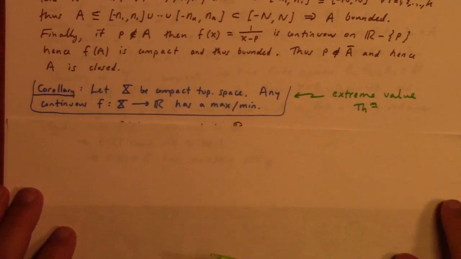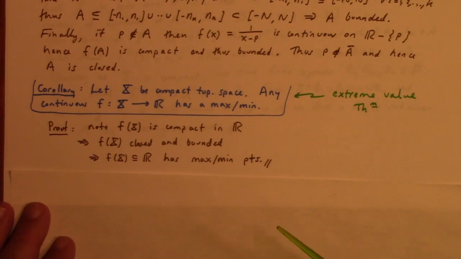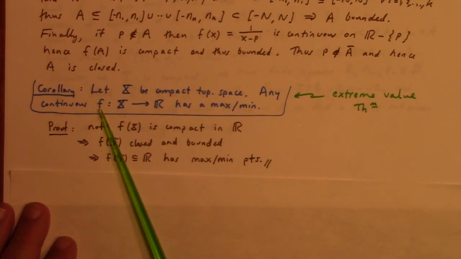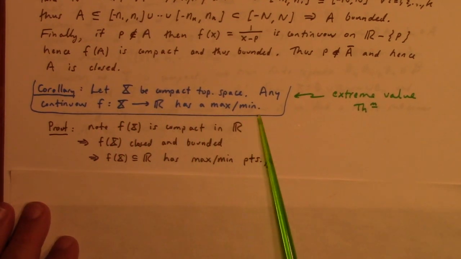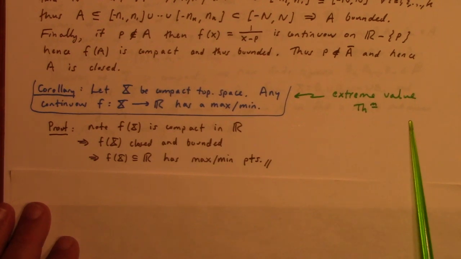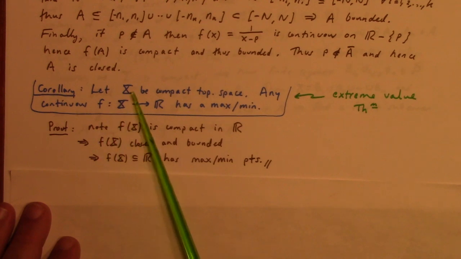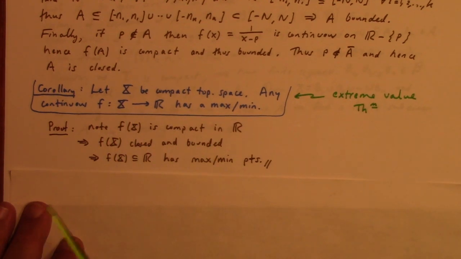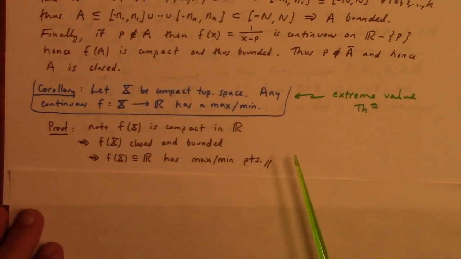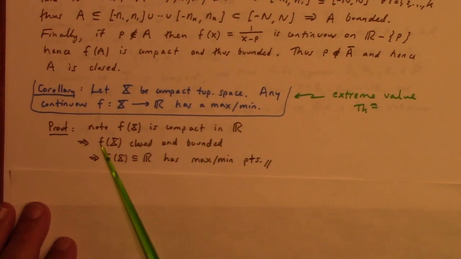Corollary. Let X be a compact topological space. Any continuous function from X to R has a max and min. This is sometimes called the extreme value theorem. And here's the sketch of the proof. Note f of X is compact in R, and so that means f of X is closed and bounded. But if f of X, a subset of R, is closed and bounded, that means that it has max and min points.